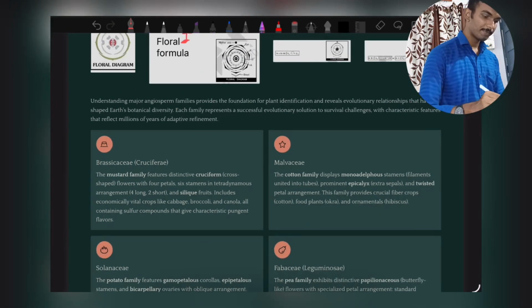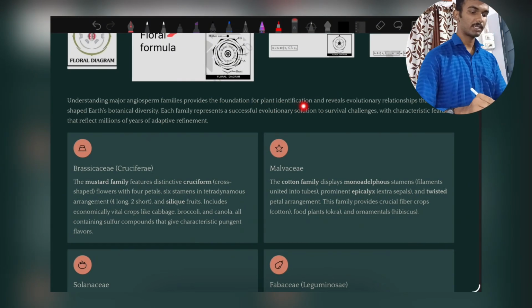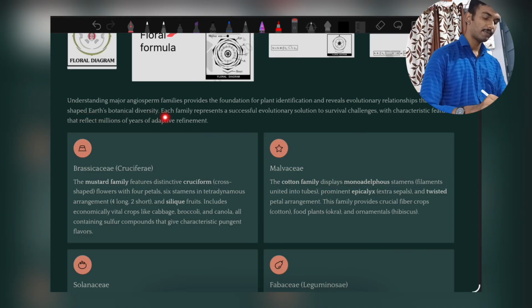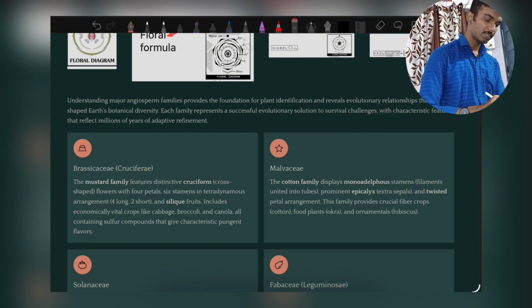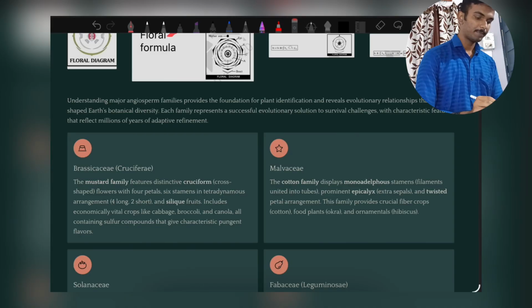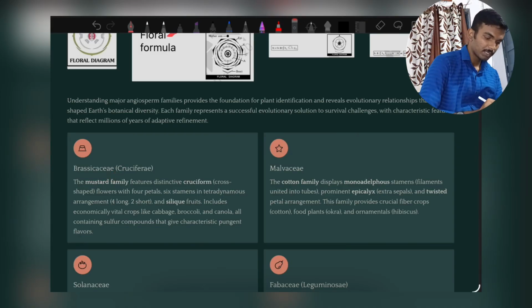Understanding major angiosperm families provides the foundation for plant identification and reveals evolutionary relationships that have shaped Earth's botanical diversity. Each family represents successful evolutionary solutions to survival challenges, with characteristic features that reflect millions of years of adaptive refinement. Brassicaceae, or Cruciferae, the mustard family, features distinctive cruciform, cross-shaped flowers with four petals, six stamens in tetradynamous arrangement, four long and two short, and siliqua fruit.